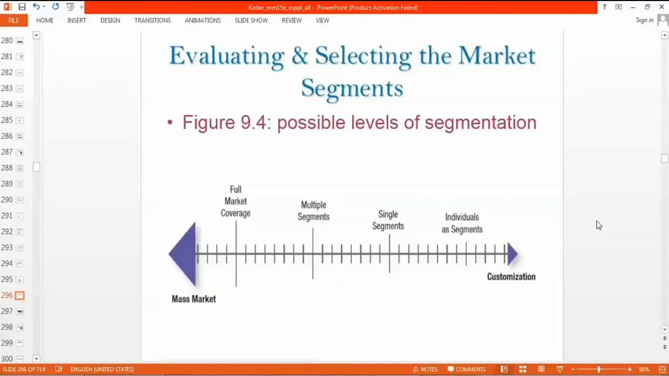And then we evaluate the market segments, the possible levels of segmentation. There are maybe individual segments like a customer, and then up to full market coverage, the mass market.